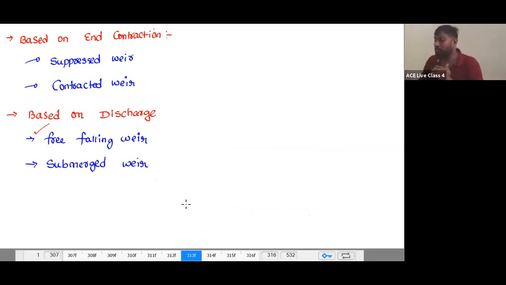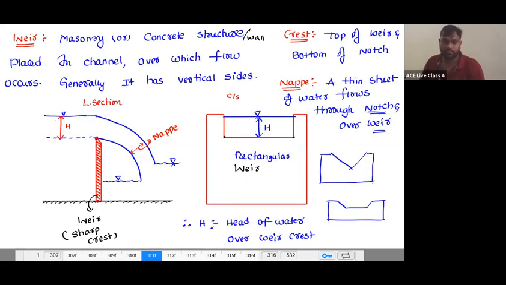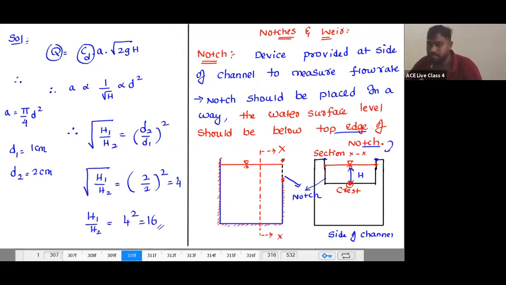Now, how to analyze the weirs and notches, that we will see tomorrow. I hope you understood what is a weir or what is a notch, and the analysis will be discussed in tomorrow's first one hour.